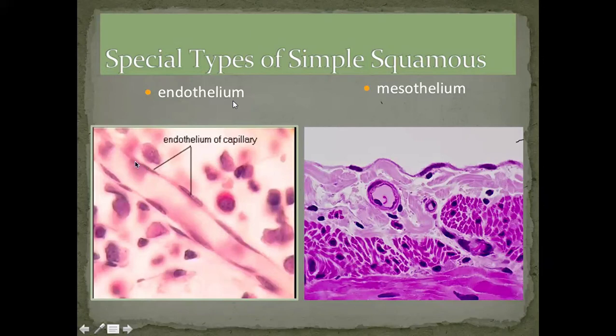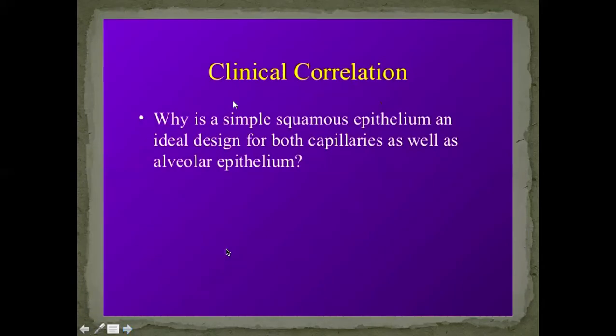Okay? So these are your simple squamous cells lining your capillary. This is the capillary blood vessel. Okay? And this is your serosal surfaces lined by your mesothelial cells or your simple squamous cells. Okay. So if you have to put at the clinical correlation, why is a simple squamous epithelium an ideal design for both capillaries as well as alveolar epithelium?